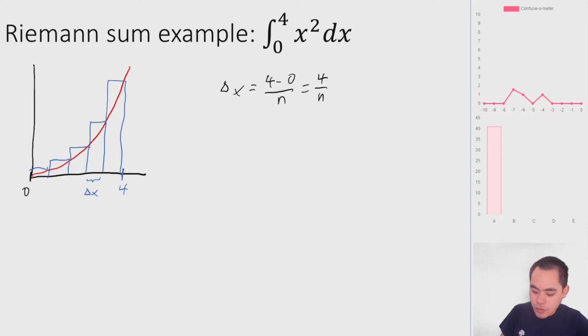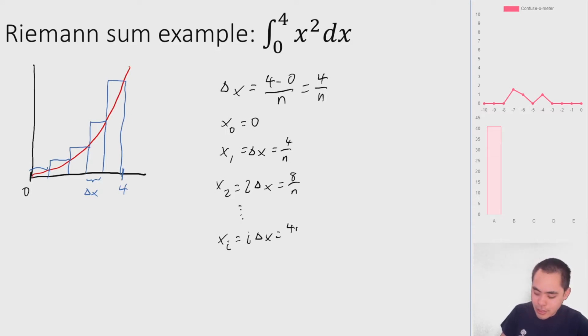So what this means is that x naught is equal to 0, x1 is equal to delta x, which is equal to 4 over n, x2 is equal to 2 times delta x, which is equal to 8 over n, and so on. And xi is equal to i times delta x, which is equal to 4i over n.